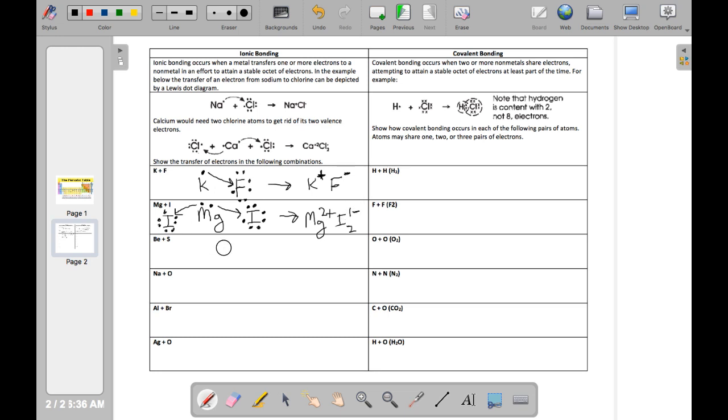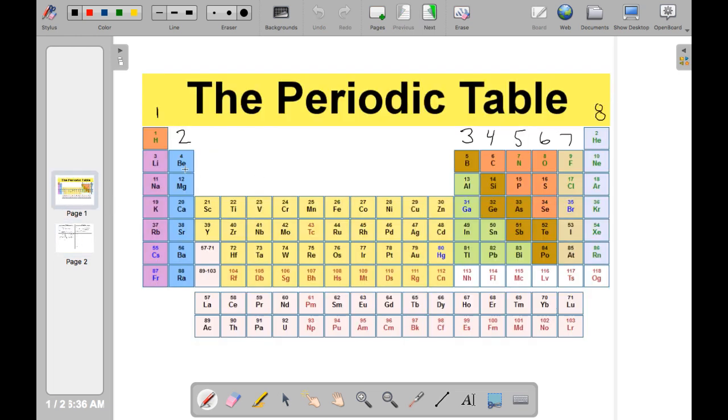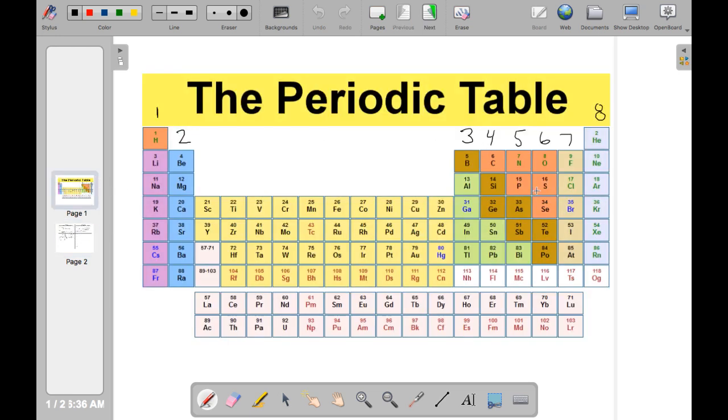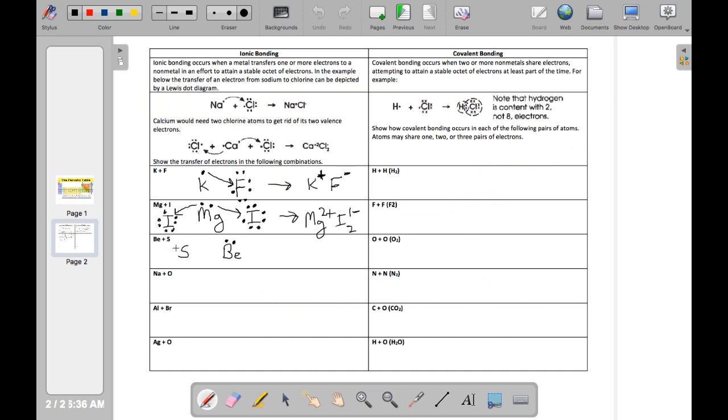Okay, beryllium. If I go over to beryllium, it's in group 2. And then we have sulfur here. If we go to sulfur, it has 6 valence electrons. 1, 2, 3, 4, 5, 6. And this is easy because now this is like, hey, bro, take this electron. Take this electron.